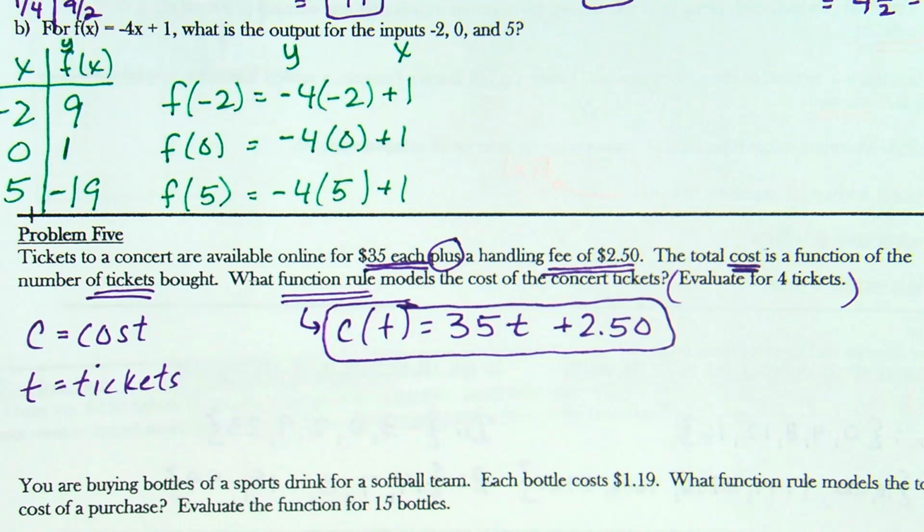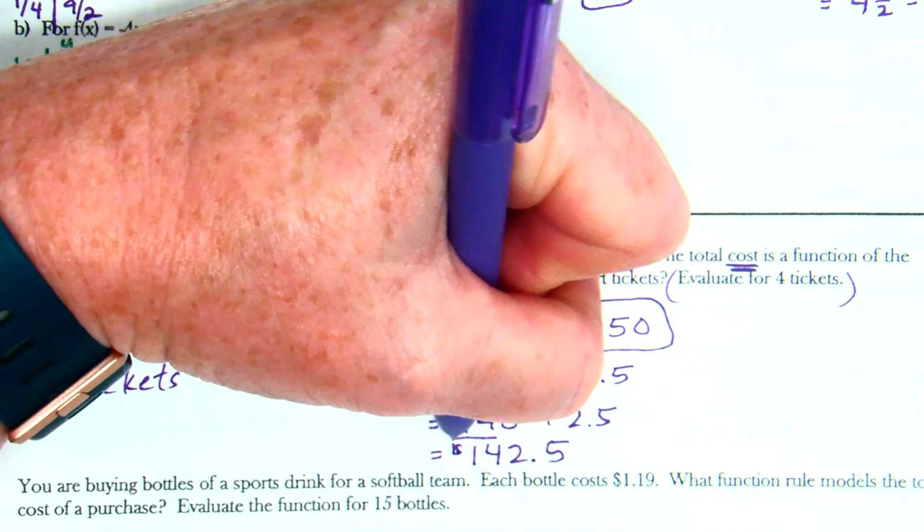So what am I putting in? 4. C of 4. So 35 times 4 plus 2.50. 35 times 4 is 140. 140 plus 2.5 makes it 142.5, and it's 142.5 what? Dollars. So really $142.50. Okay, now we're done.